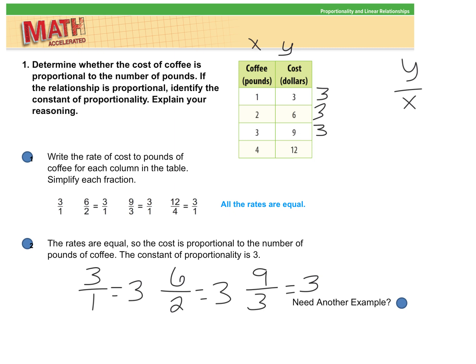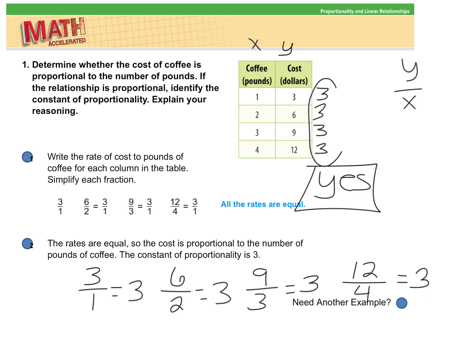Now you cannot just assume the next one's going to be 3. You have to go through and say if it is or not. So what's my last one? 3. It is 3, so 12 divided by 4, and we get 3. So is this coffee per pounds to dollars, is that proportional? Yes, because the constant of proportionality, which is 3, is the same all throughout. Now, if I just had one of them different, would they be proportional to each other? No, they all have to be exactly the same.